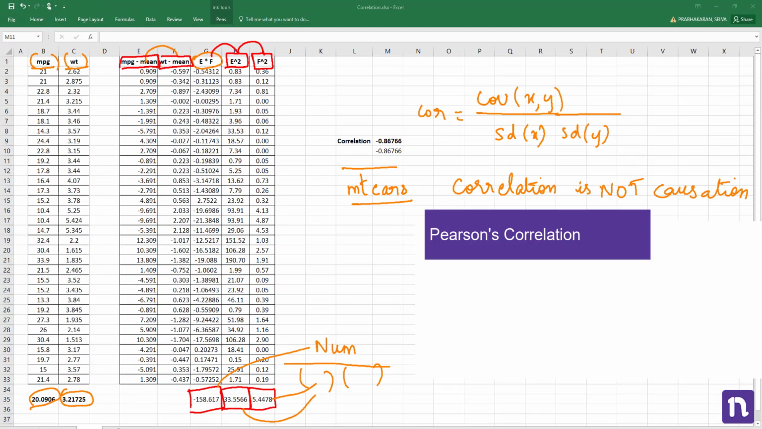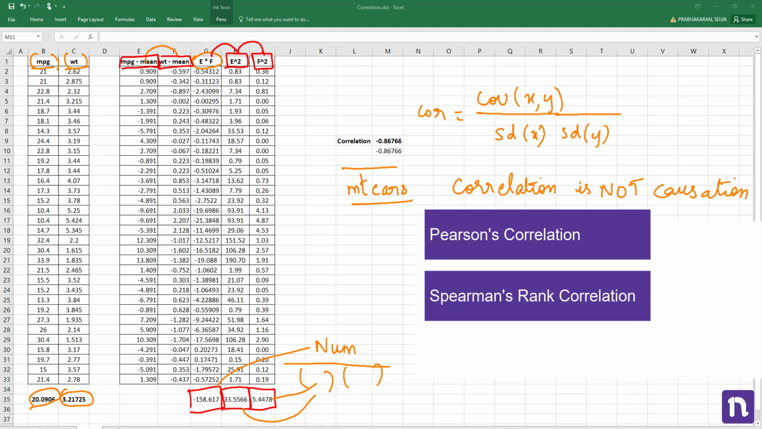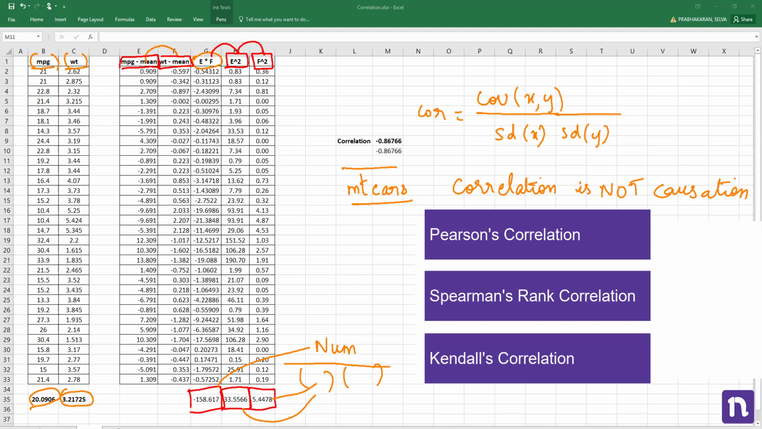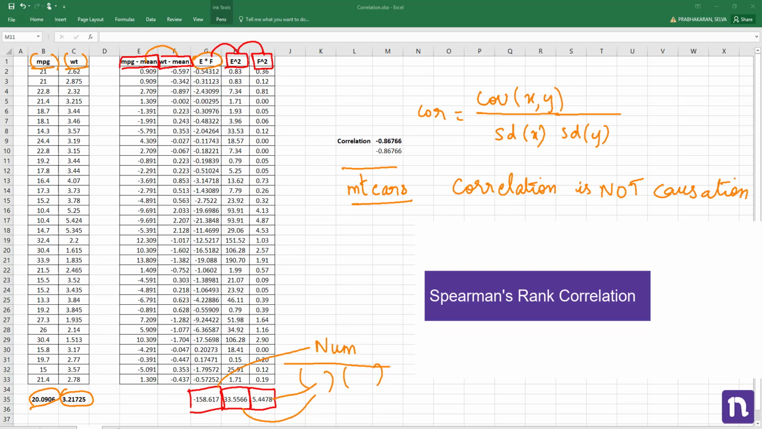There are at least two other types of correlations. The second one is Spearman's rank correlation. I will talk about the intuition of this briefly. The third one is Kendall's correlation. This one will require a completely different video altogether, but let's understand the concept behind Spearman's correlation.